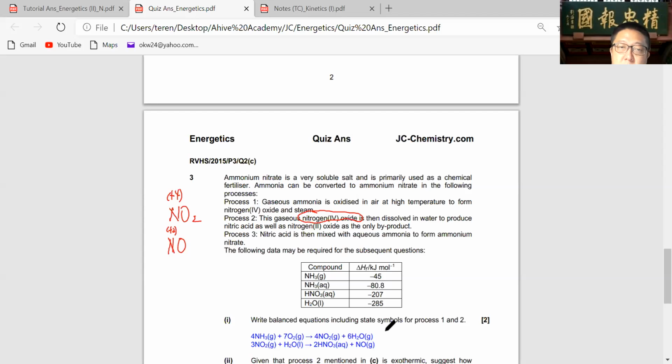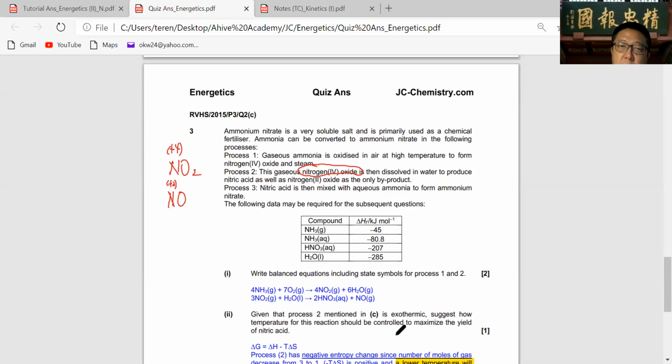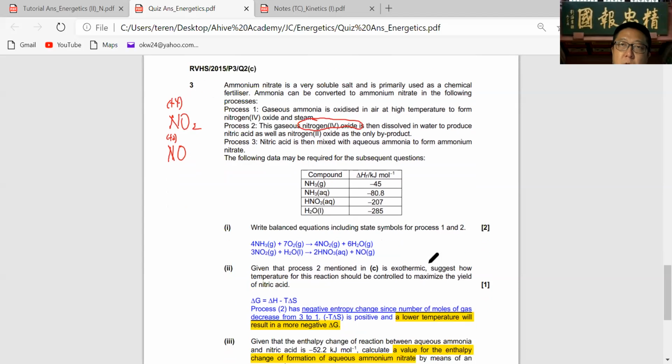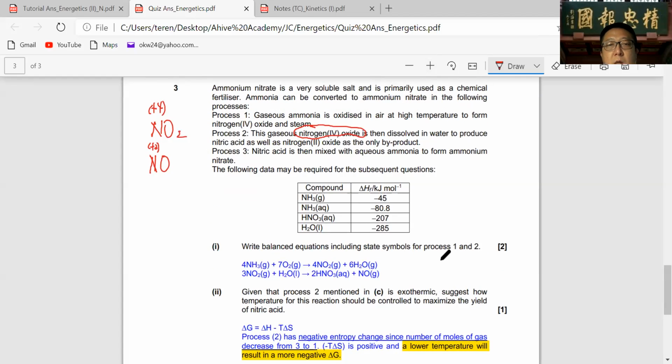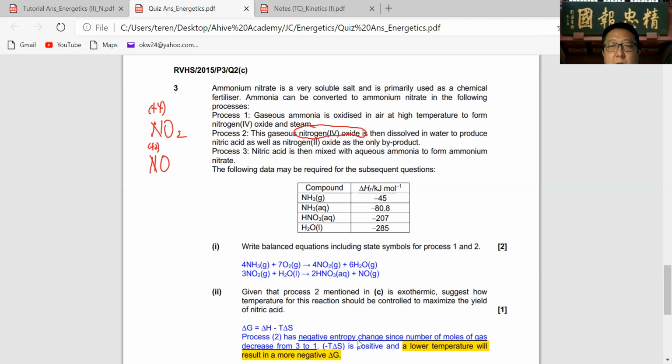Now, given that process 2 mentioned in C is exothermic, the information given suggests how the temperature for this reaction should be controlled to maximize the yield of nitric acid. So this is exothermic, so what should I do? I go back to your Gibbs free energy. Process 2 has negative entropy change, because you can see from here, you have 3 on the left and 1 on the right. So therefore the entropy change is negative.